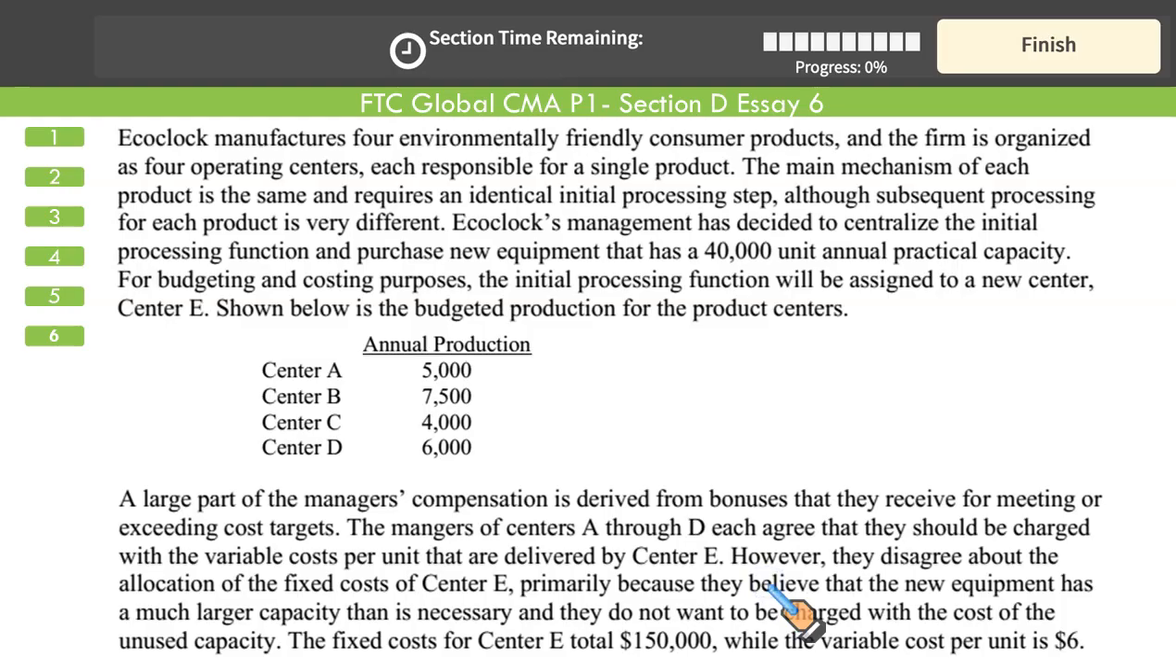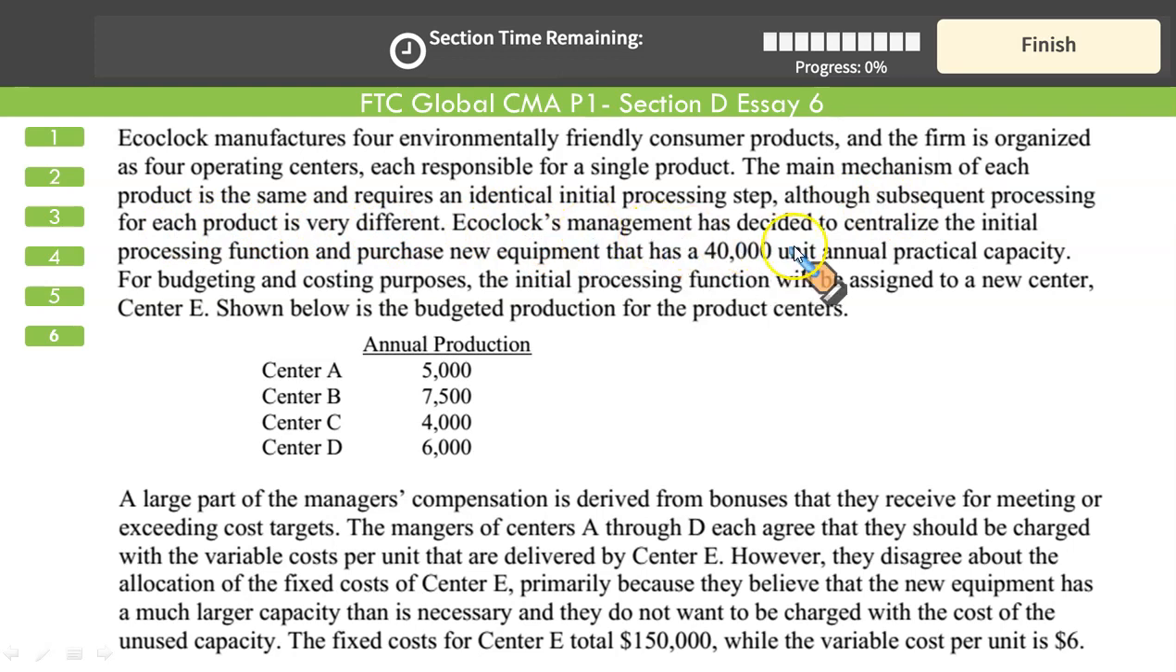Section D, essay type number 6. Let's read the information. EcoClock manufactures 4 environmentally friendly consumer products, and the firm is organized as 4 operating centers, each responsible for a single product. The main mechanism of each product is the same and requires an identical initial processing step, although subsequent processing for each product is very different.